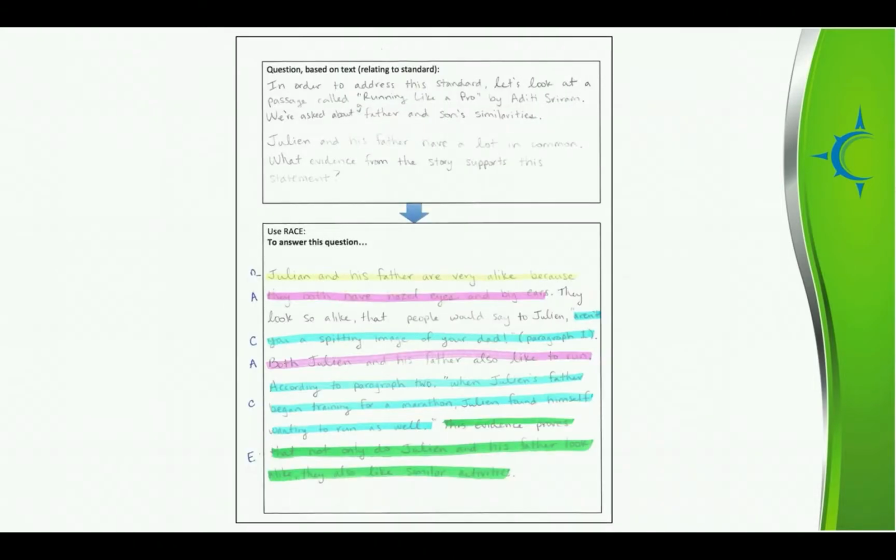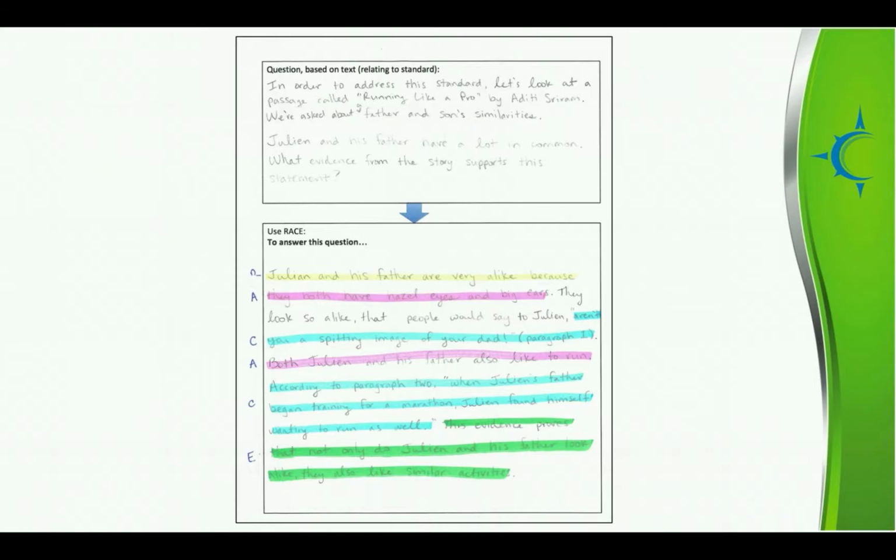This is where the presenter introduces the question that is based on the standard. The presenter also writes a detailed response, citing evidence from that text. The presenter wrote, "In order to address this standard, let's look at the passage called Running Like a Pro by Aditi Sriram. We're asked about a father and son similarities. Julian and his father have a lot in common. What evidence from the story supports this statement?"